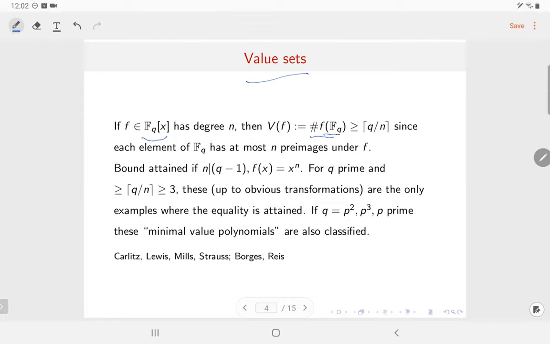And if your polynomial has degree n, then this polynomial is at most n to 1. So every element of F_q has at most n pre-images. So you can get the lower bound, q over n rounded up. So you have a lower bound, but it depends on the degree. If the degree is small, this is quite a good lower bound. If the degree is big, it could be meaningless. If the degree is more than (q minus 1) over 2, then this bound doesn't tell you anything. And in fact, this bound is attained if you have n dividing q minus 1, and you take your polynomial to be x to the n. Then this is n to 1, except at 0. And so this lower bound is attained.